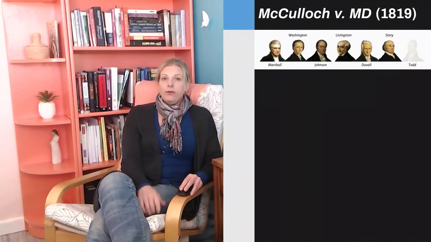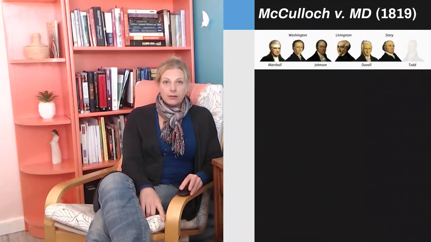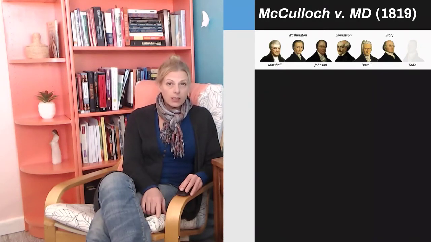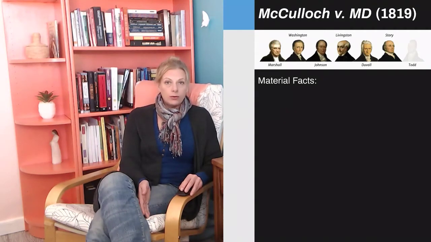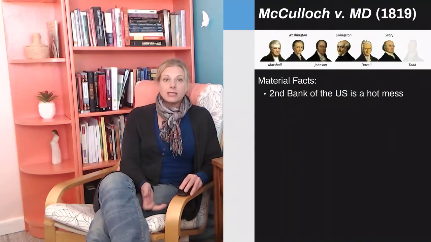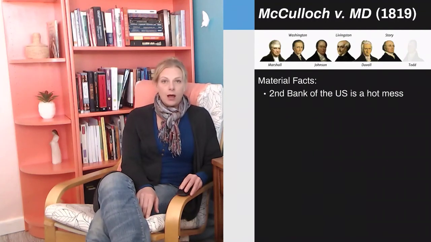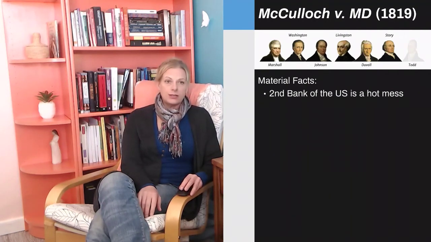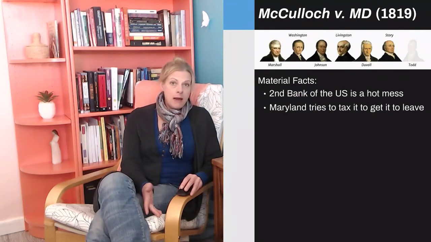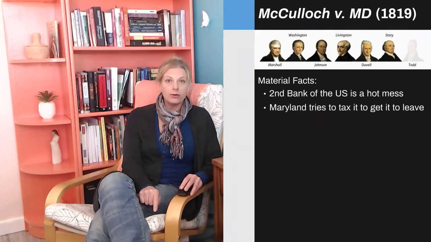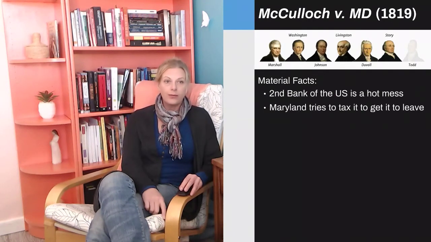So one of the first key cases about federalism is McCulloch versus Maryland. And you'll remember that we've already talked about this case when we talked about the powers of Congress. And so you'll recall the material facts here. This is about the Second Bank of the United States, and it's just a mess. There's all sorts of corruption. It's losing money, it's mismanaged, it's awful. And so a bunch of states are really irritated about this, and Maryland, along with a couple of other states, actually tried to tax the bank in order to get it to move somewhere else.